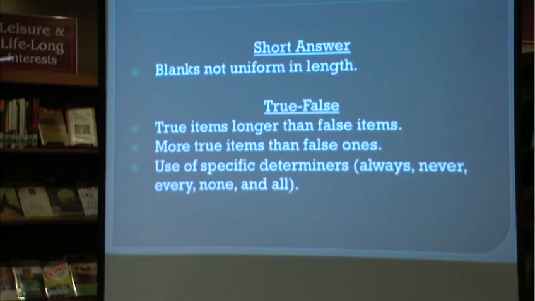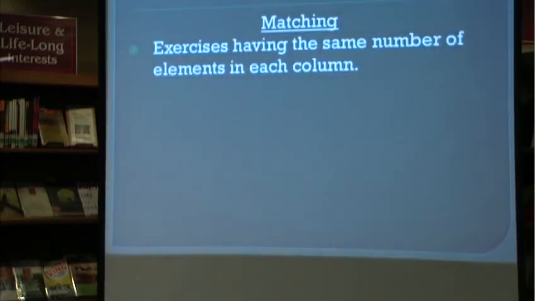You say false. There's exceptions to almost everything. And then for matching, the big pitfall here is having an equal number of things. It's called the premise column, that's the column on the left, and then you've got the response column on the right. So you want to have a disproportionate number if you're using matching items.